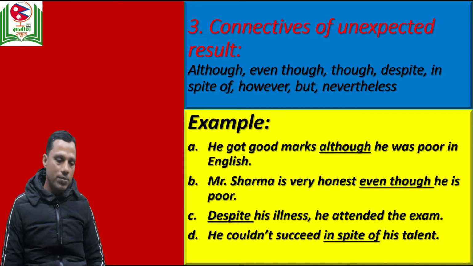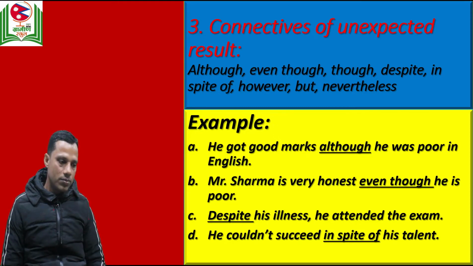So the main thing we have to notice over here is that words like although and even though have the same meaning, and we can use these words as connectives of unexpected result in the same way, right? They have the same meaning and they are used in a similar way, no doubt.